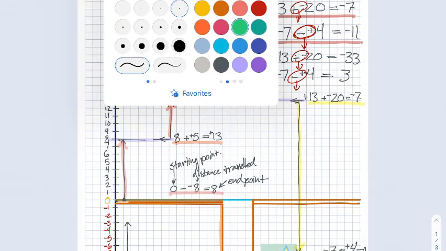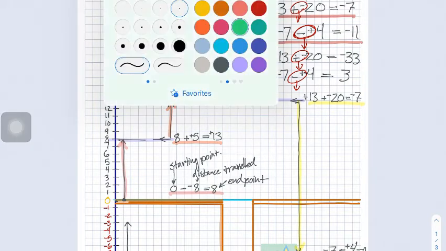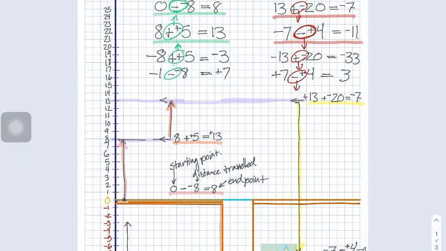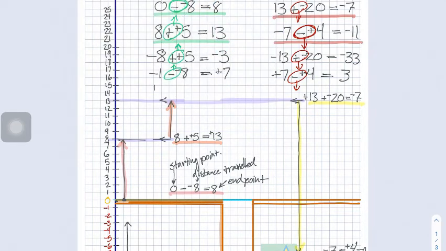And let's say that instead of 0, I have negative 1 minus negative 8. I'm still going to go up. It is still going to start me at negative 1 right here. And it's going to go 1, 2, 3, 4, 5, 6, 7, 8. And I'm going to end up at positive 7. I'm still going up. And if that was a positive 1, it would still do the same thing.